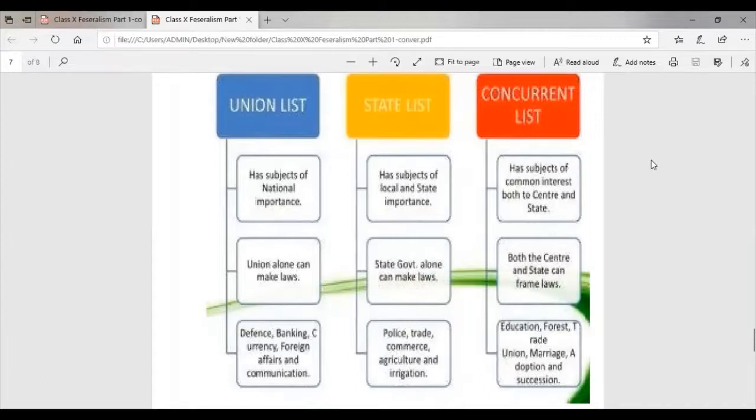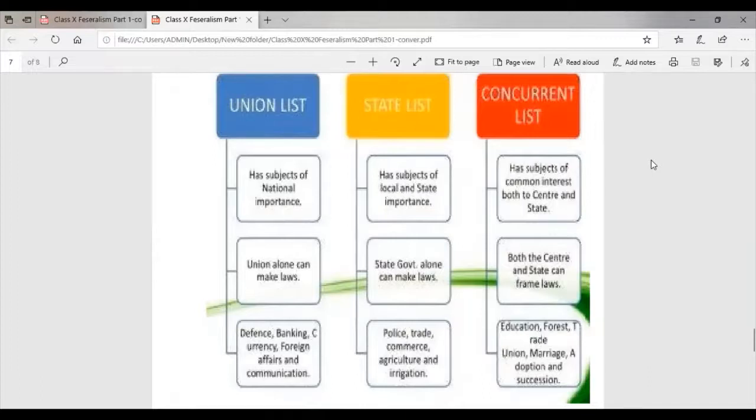The next is state list. It contains subjects of state and local importance such as police, trade, commerce, agriculture, and irrigation. The state government alone can make laws relating to the subjects mentioned in the state list.